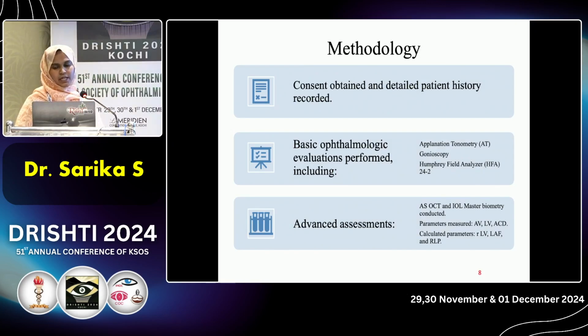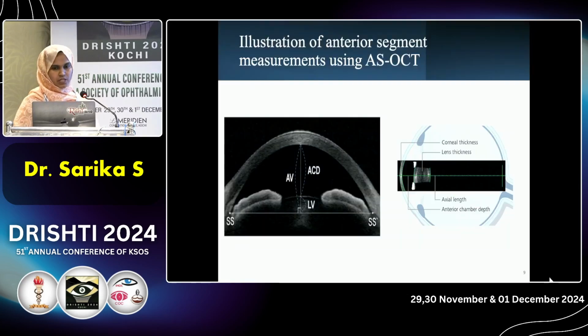Coming to the methodology, consent was obtained and detailed patient history and examination were done. All basic ophthalmologic evaluation was done, including applanation tonometry, gonioscopy, and HFA 24-2, and ASOCT and IOL Master biometry were done for all patients and controls. We measured lens vault, anterior chamber depth, and lens thickness from these investigations. This is a demonstration of an ASOCT image of the anterior segment. We measured lens vault and anterior chamber depth from the ASOCT, and lens thickness and axial length from the IOL Master biometry.